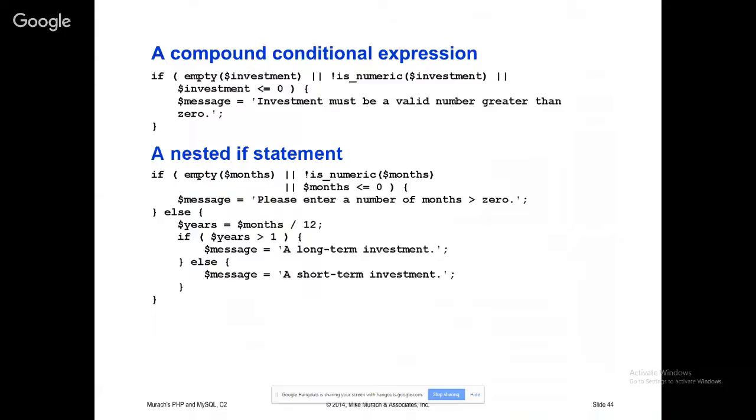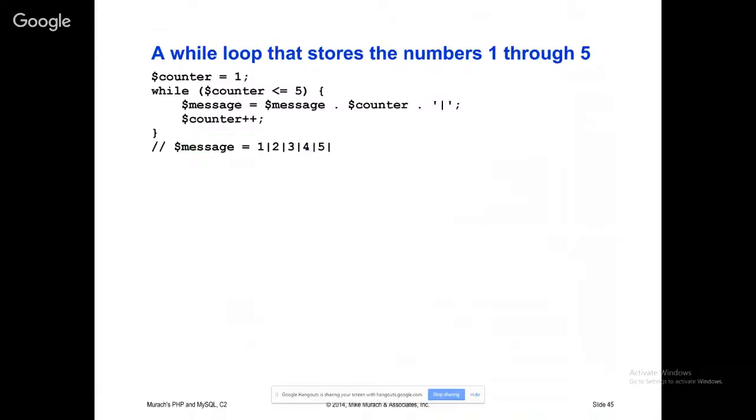So in addition to if statements, which make decision-making possible, we also often need to do the same operation multiple times, right? And to do so, we have loops. There are a couple of different types of loops. The while loop is one of them.